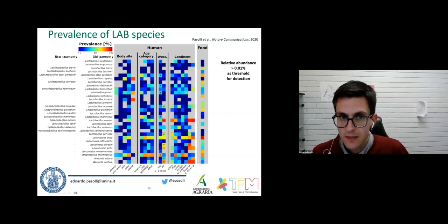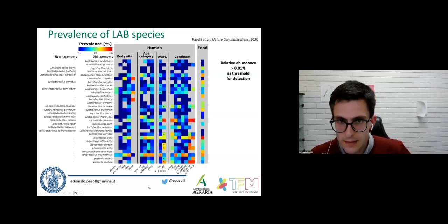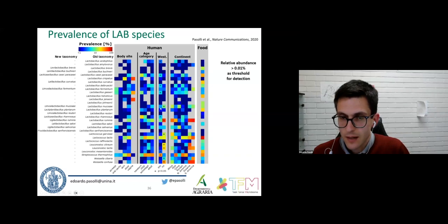In terms of prevalence of LAB species, we identified basically 30 species that are quite prevalent in the human microbiome, especially, of course, in the gut. We found important associations with the age category, in particular with the lifestyle. Some are enriched in the westernized population, others in the non-westernized populations. There are some patterns in terms of geography, and we also found some links with the food microbiome.